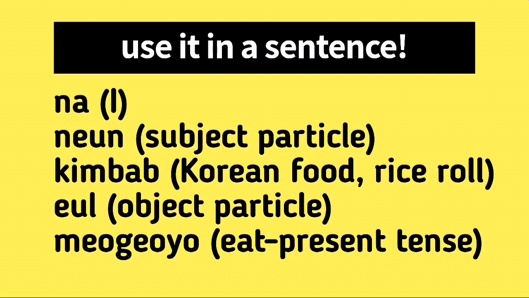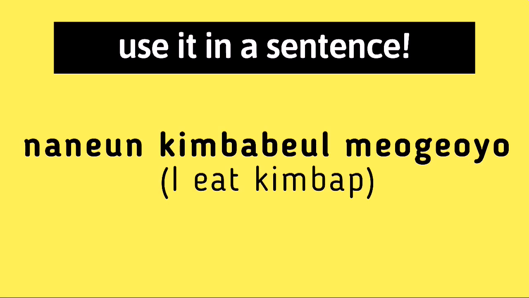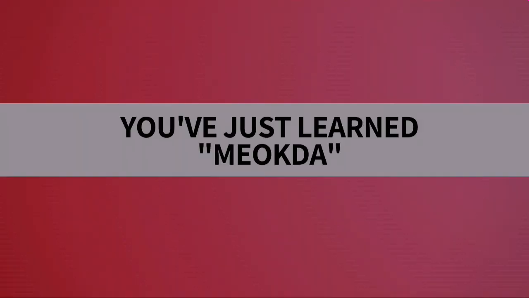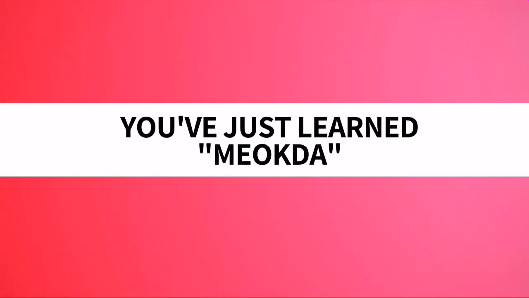As a review, nanon means I, kimbap을 pertains to the Korean food or the rice roll, and mogoyo is the present tense verb of eating. And therefore, the meaning of the sentence 나는 김밥을 먹어요 is simply I eat kimbap. And with that, you've just learned meokda.